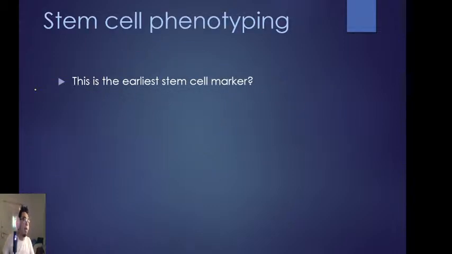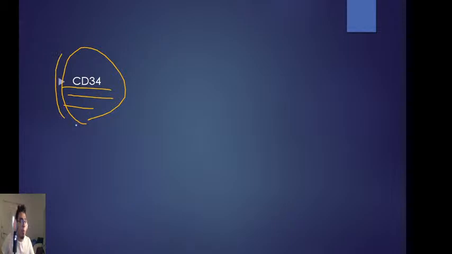Okay? Now, let's move on to stem cell phenotyping. The earliest stem cell marker that we've discovered as of now is CD34. All right? This is the earliest marker. So if you are going to be asked a question, this will appear. I am certain of this one.